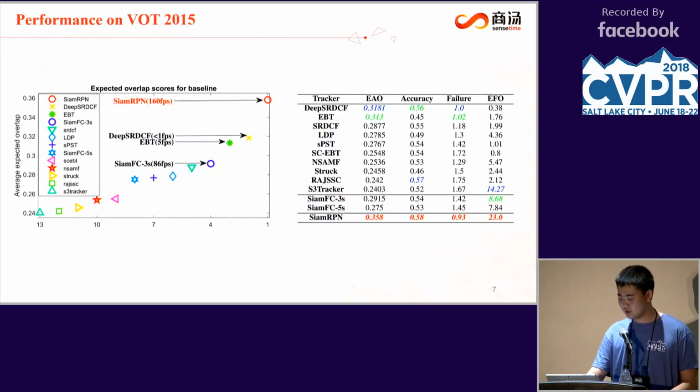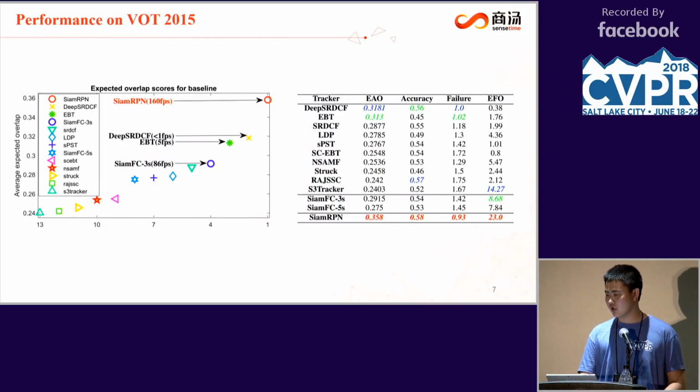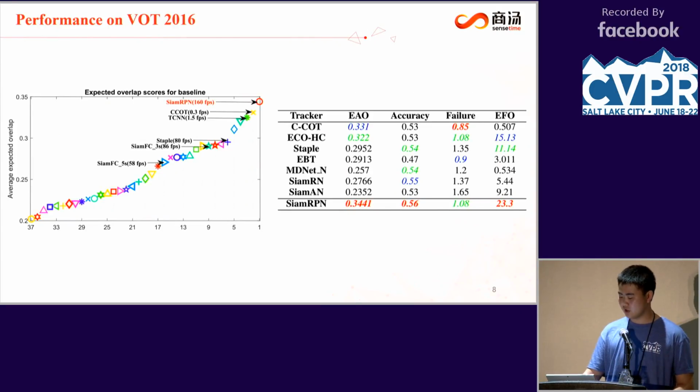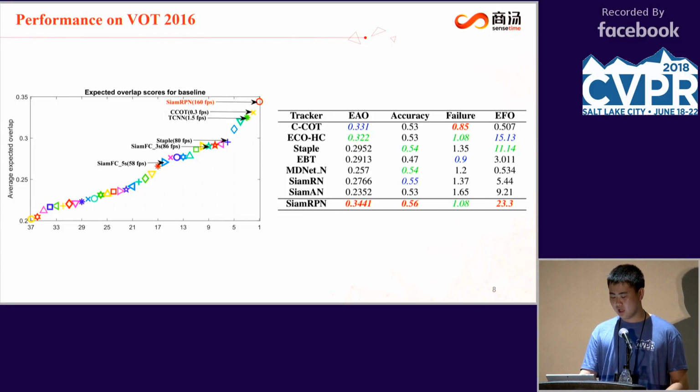And in VOT 2015, our tracker can obtain the top performance with high speed. This slide shows our performance in VOT 2016. Compared with the champion CCOT, our tracker is better than it, while performing 500 times faster than it.